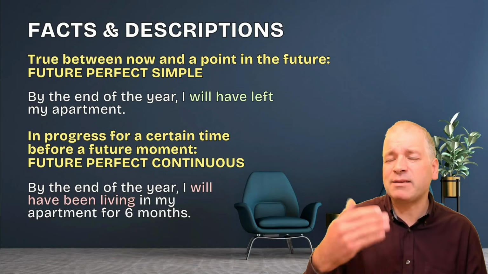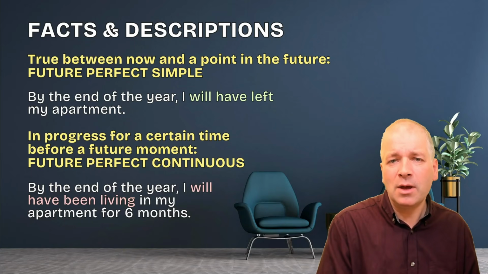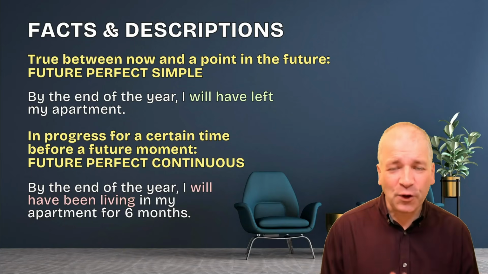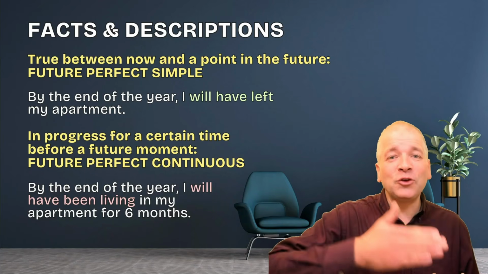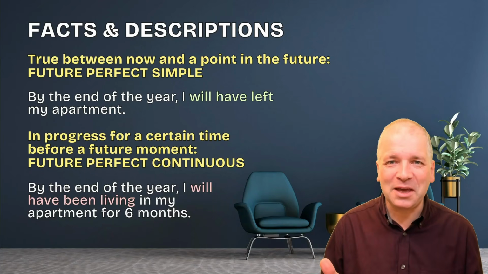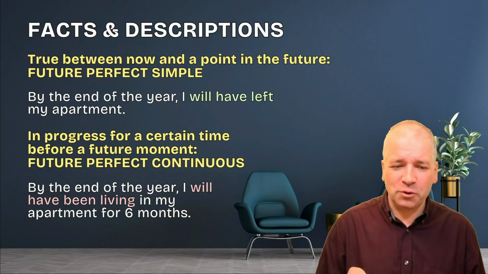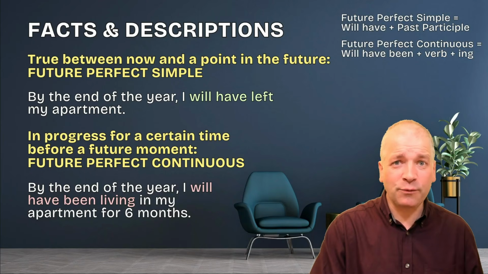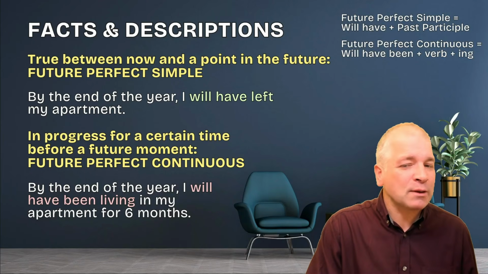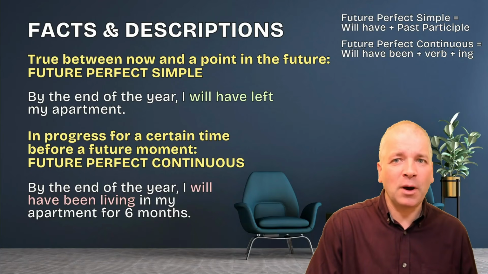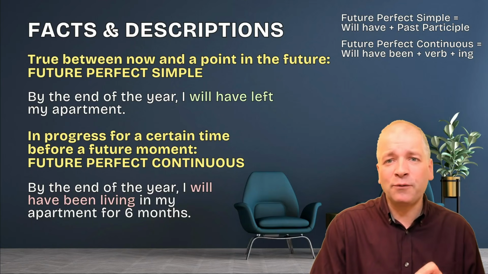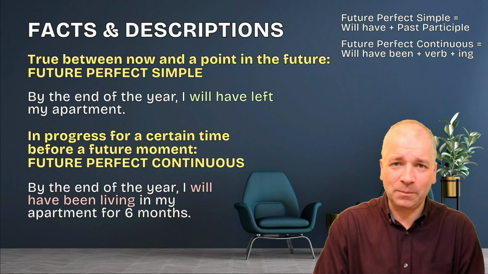So if we say December the 31st is the end of the year, so if we say July the 1st this year up to December the 31st at the end of the year, this will be true, living in this particular apartment. And the form is like this. Future perfect simple: will have followed by the past participle. Future perfect continuous: will have been followed by the verb and then ing.